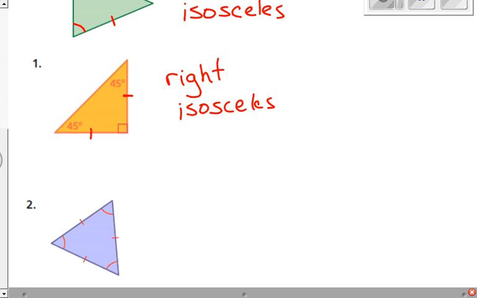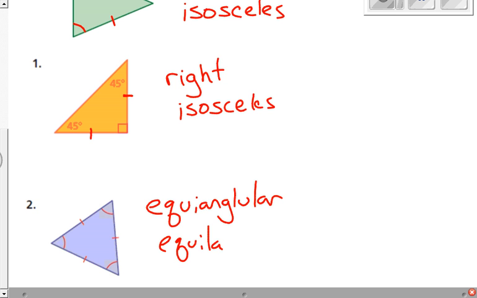So our last example that we're going to do here is this purple triangle. And as you can see, there's three marks at the angles, and then there's three marks on the actual sides of the triangle. So that's an easy triangle for us because we know everything is the same. So this is going to be equiangular and equilateral.